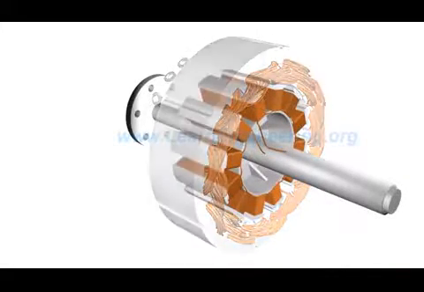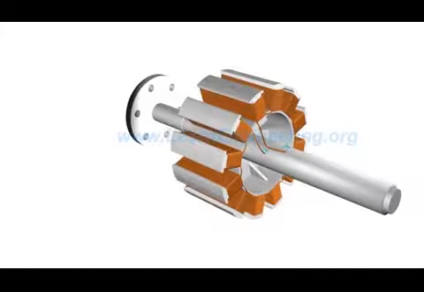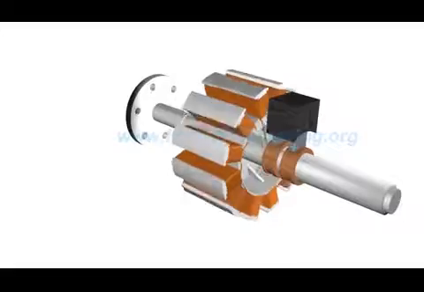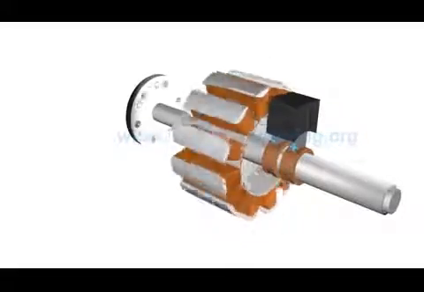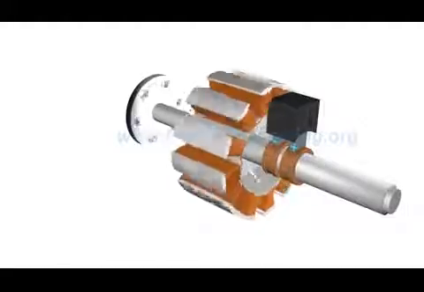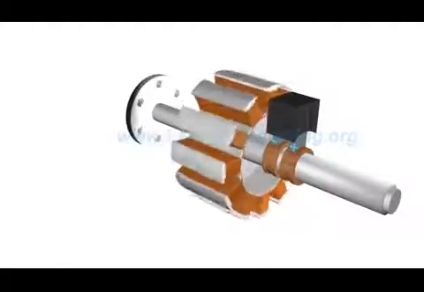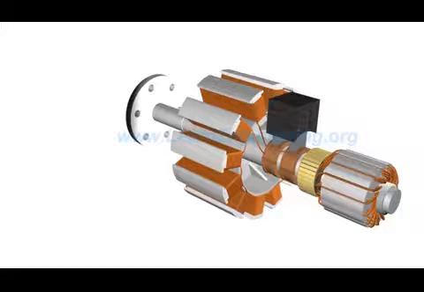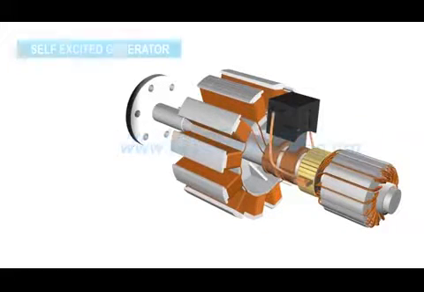DC current is supplied to rotor via a pair of slip rings. DC current is supplied either from an external source or from a small DC generator which is fitted on the same prime mover. Such alternators are called self-excited.